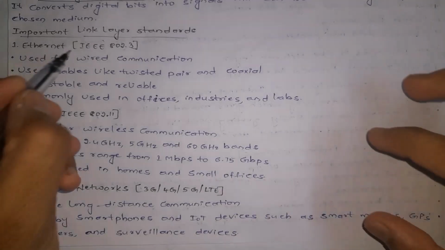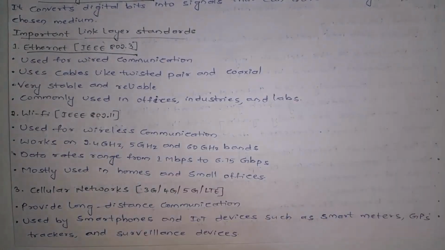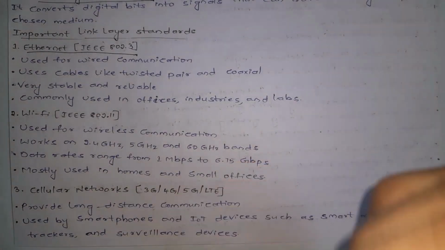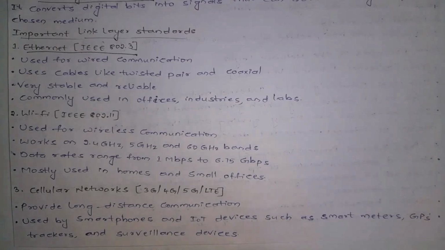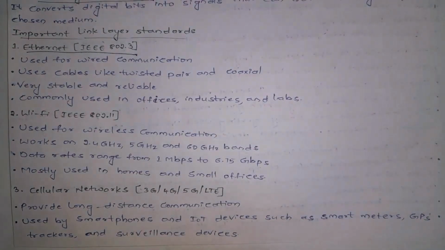Our first one is Ethernet, IEEE 802.3. Guys, if you consider a CPU, at the backside of the CPU one cable is attached in order to access the internet. We call that cable an Ethernet cable. If we use the internet by using a cable, we consider that cable an Ethernet cable. So Ethernet is used for wired communication, and for Ethernet, we use cables like twisted pair cable and coaxial cable. And this Ethernet cable connection is stable and reliable. And normally we use Ethernet in offices, industries and labs.